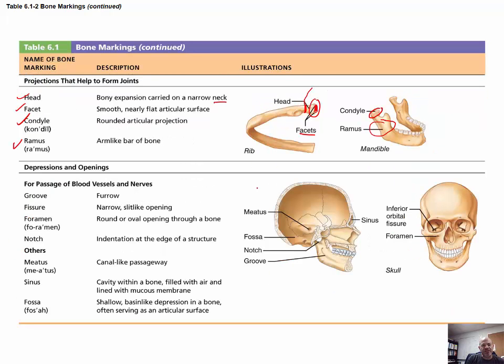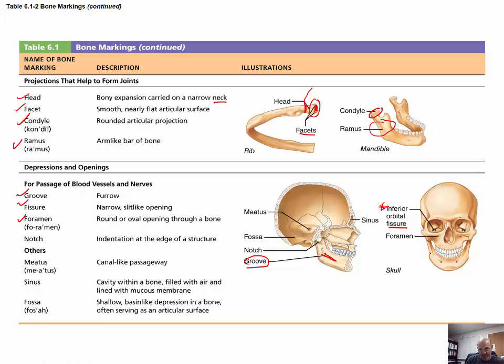And then we have depressions and openings. There's a groove, which is a furrow. And so here's your groove right here. That's on the inside of the mandible. And then a fissure is going to be a narrow slit-like opening in the orbital cavity. And here you can see the fissures in there, and they're pointing to the inferior orbital fissure. And then a foramen is going to be a rounded or oval opening through the bone.